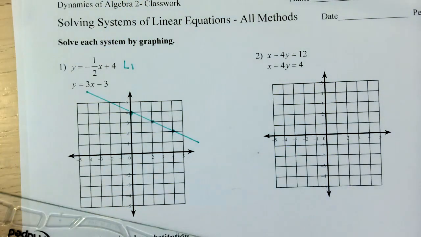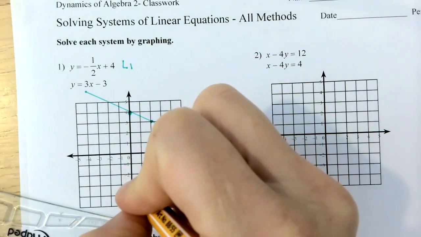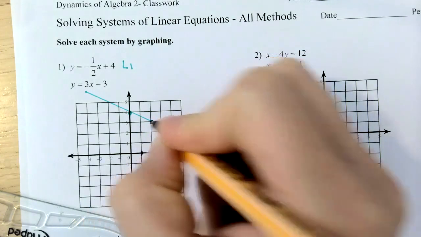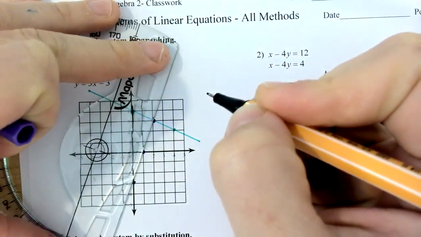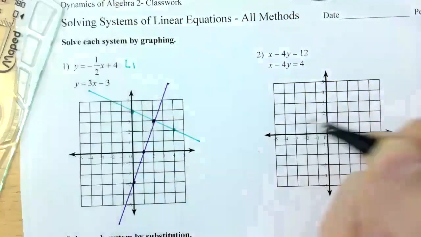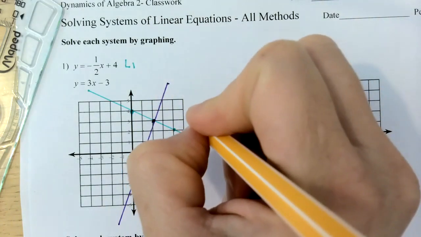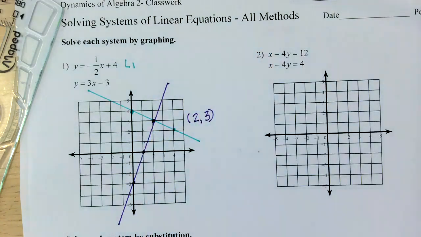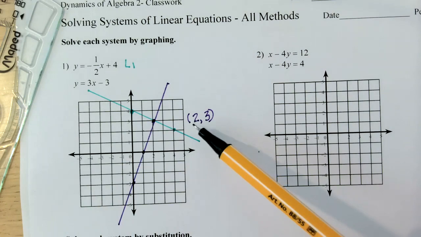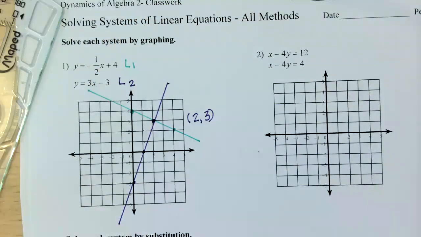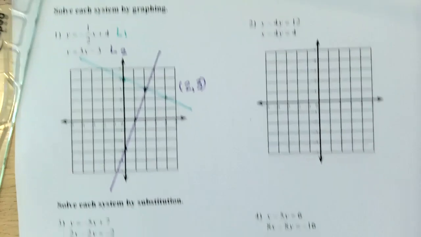L1. And then you've also got your second line. So you're going to start at -3 for this one. Then you're going to go up 3 over 1, up 1, 2, 3 over 1. So we're going to say that the solution to the system of equations is the point 2 on the x, 3 on the y. It's the only x and y that would be true on line 1 and on line 2, or in equation 1 and in equation 2.